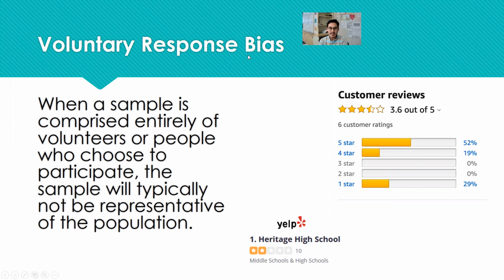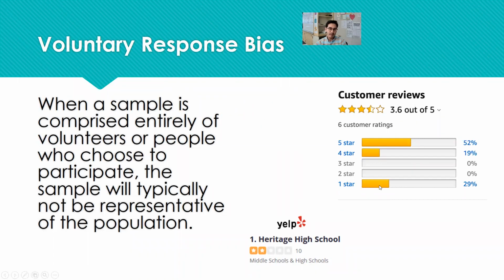When a sample is comprised entirely of volunteers or people who choose to participate, the sample will typically not be representative of the population. Some examples from our everyday life would be Amazon reviews, which is completely voluntary. You see in this picture here, we have a sample of 6 reviews, but they're mostly 5-star or 1-star.